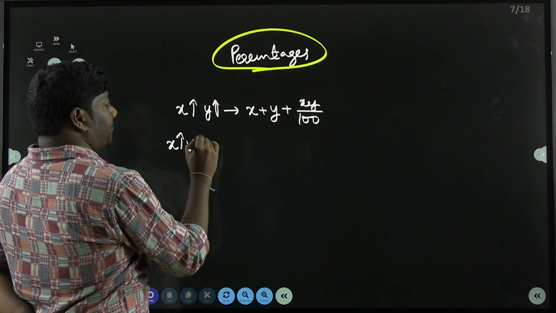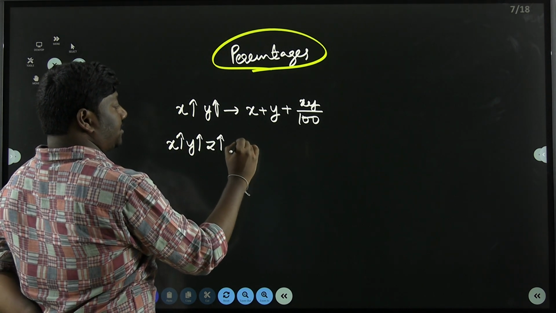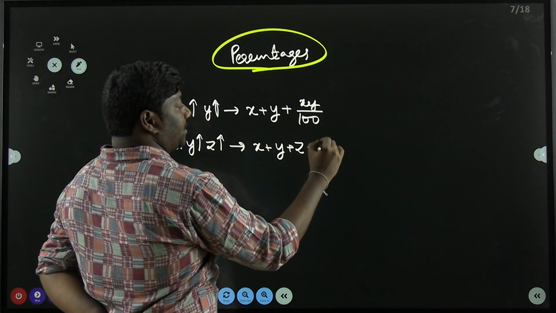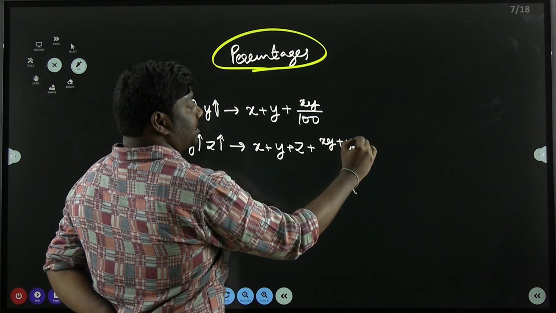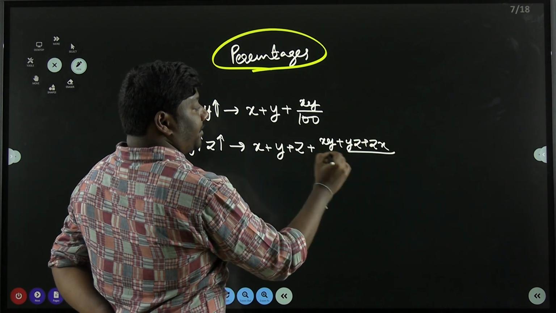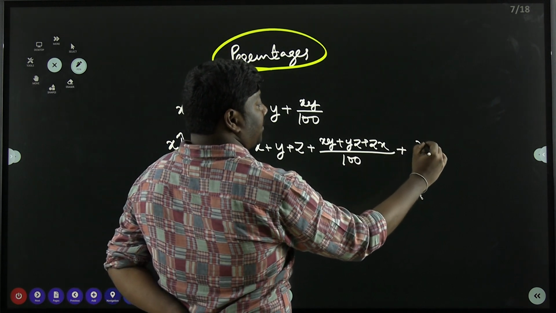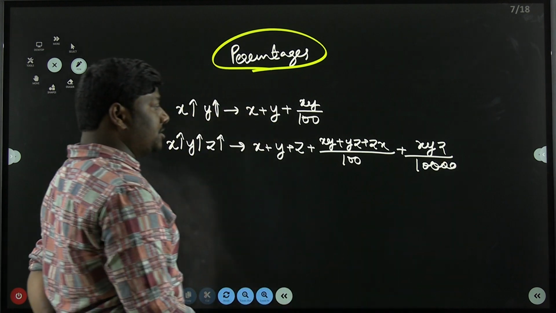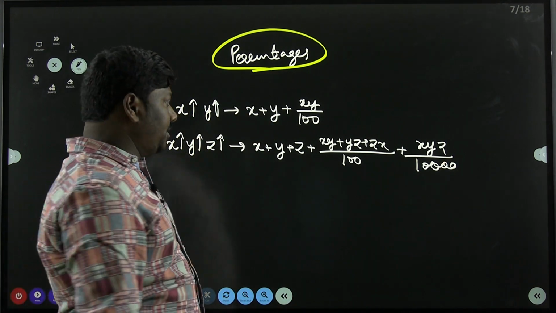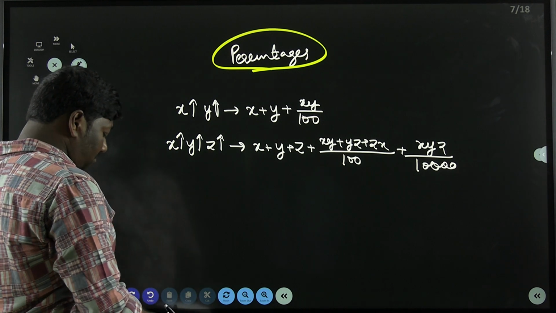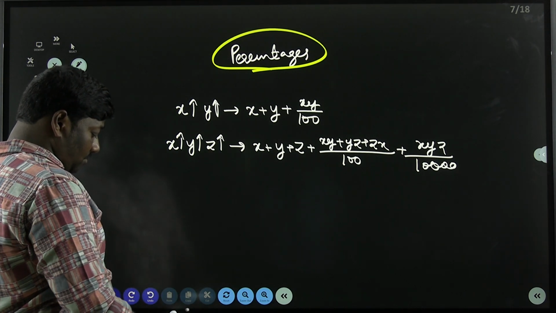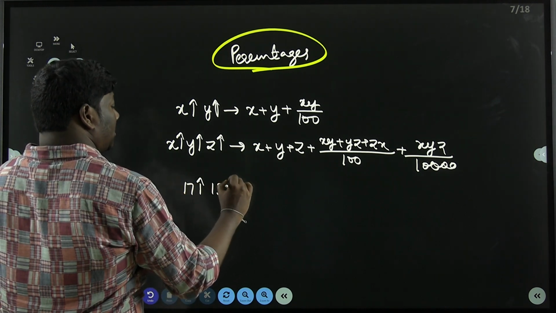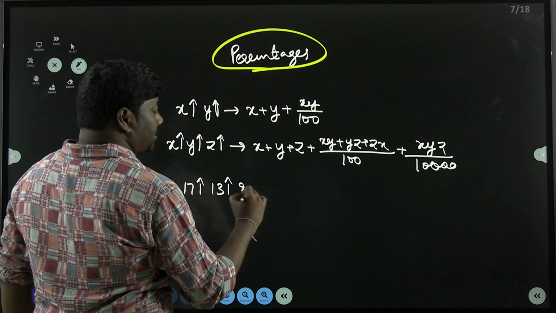X% increase, y% increase, z% increase. The formula, if you want to apply all three at a time, is x plus y plus z, plus (xy plus yz plus zx) divided by 100, plus xyz by 10,000. You are getting questions based on this formula as well. So, one simple question is, what is a 17% increase followed by a 13% increase followed by a 20% increase?